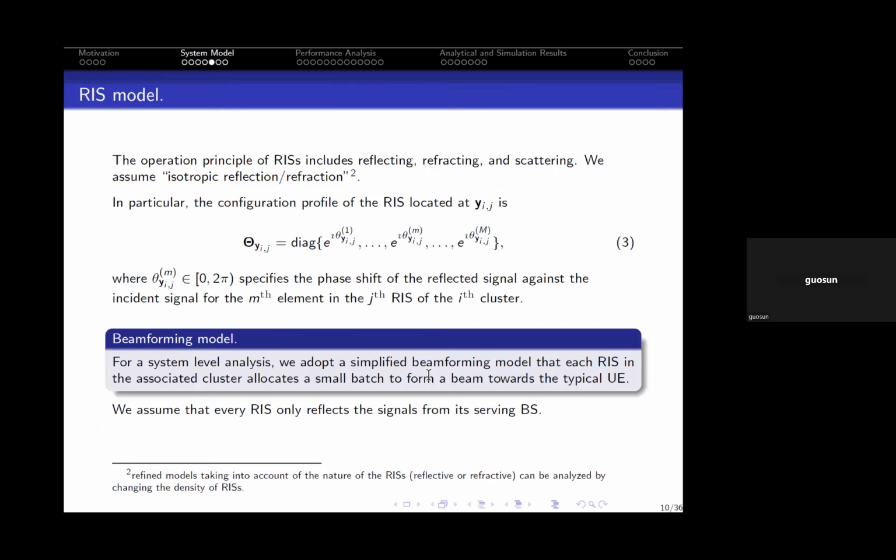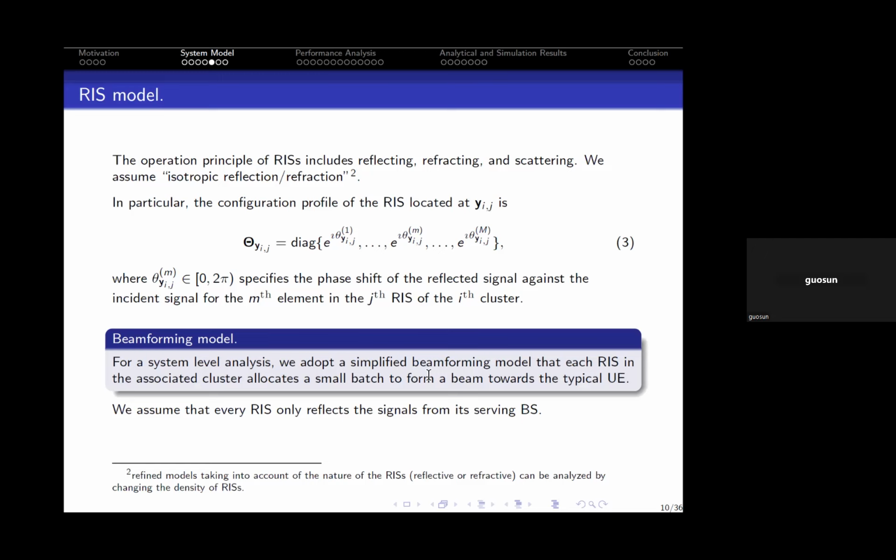Then I will introduce the RIS model. So again, we analyze the system performance at the system level. This is only a one-page discussion on the RIS, to say the RIS can either reflect, refract, or scatter. There are many physical implementations, so we don't consider that detail. We only assume isotropic reflection or refraction. It either reflects or refracts. It doesn't matter. You can refine this model to say it only reflects, by subsampling the density of the isotropic RISes.